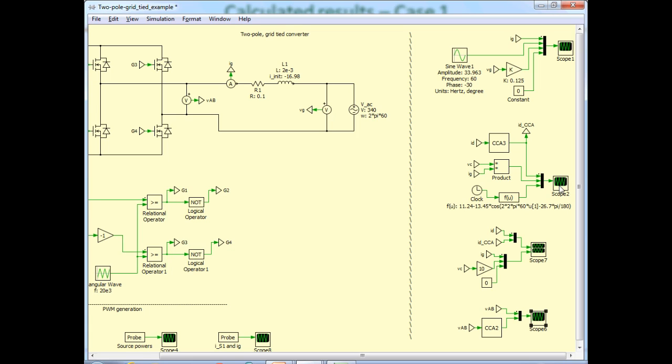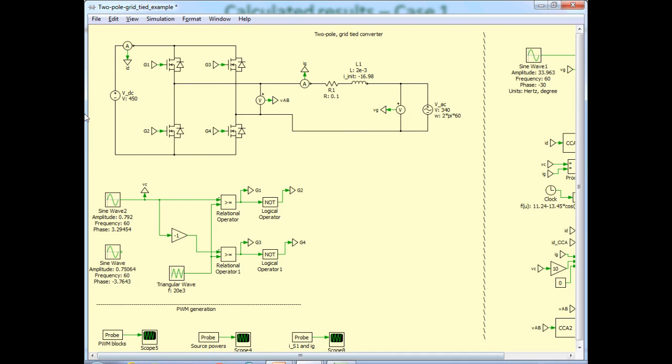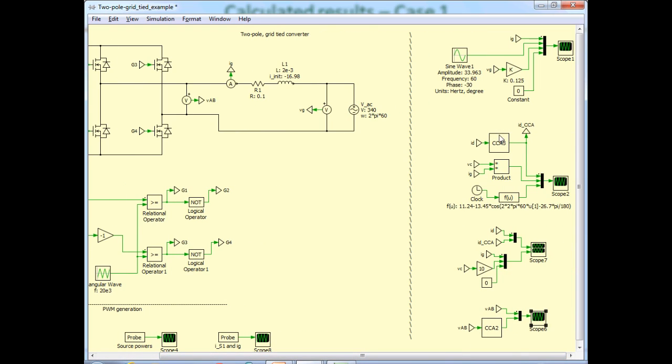I'm plotting in this scope the DC link current obtained by three different means. First of all, we are interested in the cycle by cycle average of the DC link current. So I measure the DC link current here with this ammeter and call it ID. Then that ID is passed through this CCA block, and out comes the cycle by cycle average value of this DC link current, IDCCA. That is the first waveform.